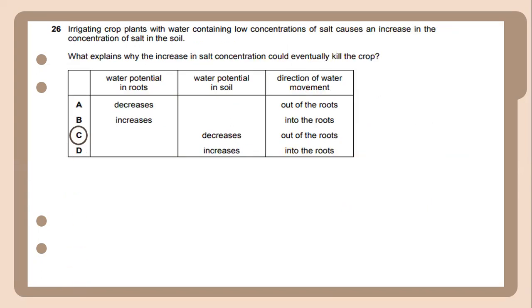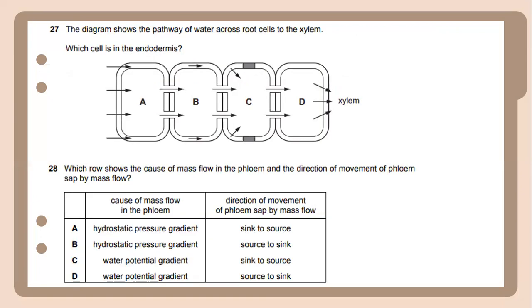26. Irrigating crop plants with water containing a low concentration of salt causes an increase in the concentration of salt in the soil. What explains why the increase in salt concentration will eventually kill the crop? The answer will be C. 27. The diagram shows the pathway of water across root cells to the xylem. Which cell is in the endodermis? The answer will be C.